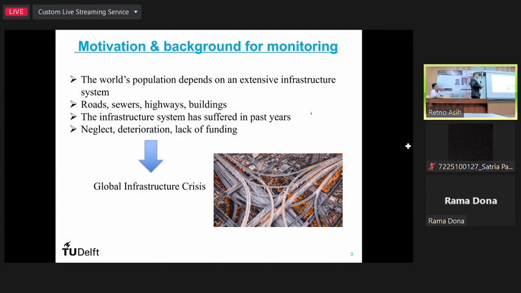And so we have challenges: they are being neglected and deteriorated, and there's a lack of funding to replace or repair. So it's a global challenge and something that needs to be addressed. And there's a huge market that is predicted in this direction.